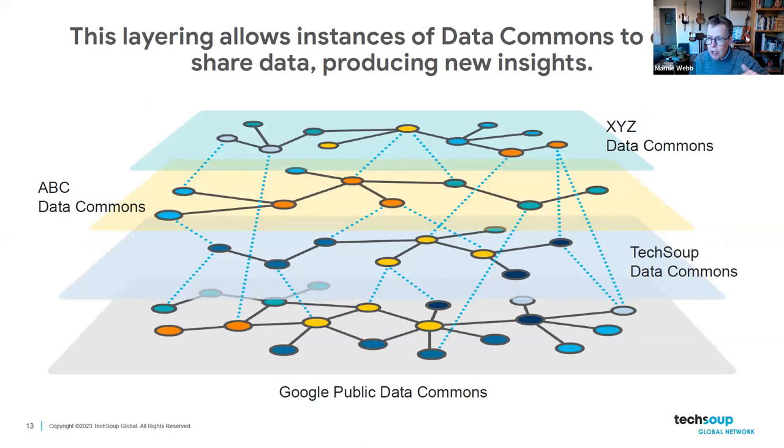And the combination of the tooling, the APIs, and the schemas allows people to join data across those instances. So you end up with a hyperlinked web of data, not just of web pages, but data that you can interrogate and manipulate and put together in a variety of ways.